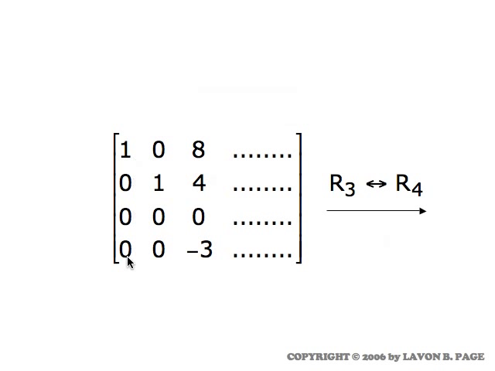Here's an example where we have finished with column 1. We have finished with column 2. We're beginning to work on column 3. We would like to have a 1 where the 0 is. We can't produce a 1 there by multiplying row 3 times something. So what we do is we swap row 3 and row 4. If we swap those two rows, that will put minus 3 in that spot, and then we can turn that into a 1 by multiplying row 3 times minus a third after we've done that.